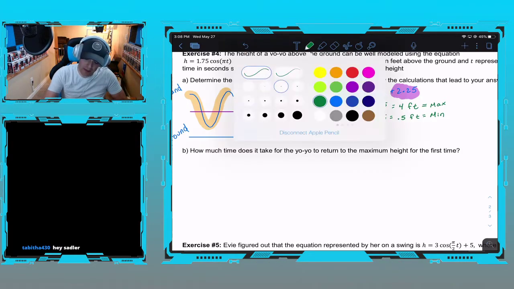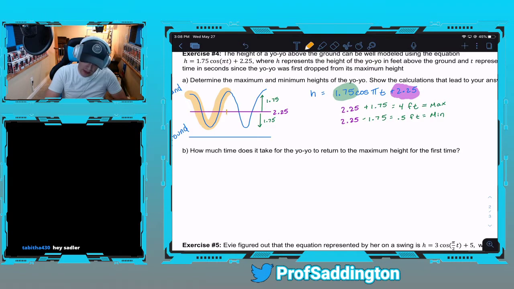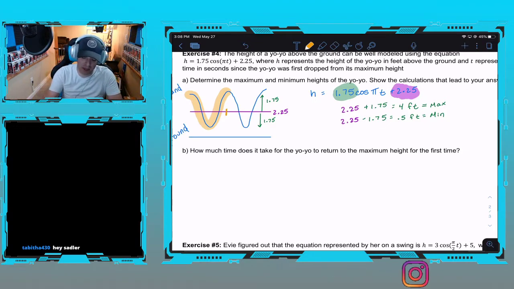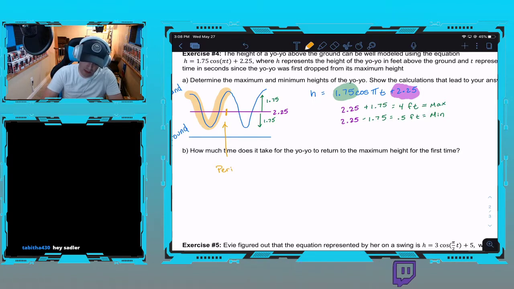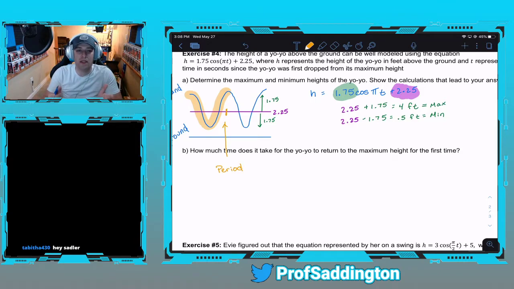So we only care about that little portion that I highlighted. Well, the time is represented by this number right here. So it's where it ends. And you guys may recall the word that we use for the ending time is known as the period. All right, period. So all I'm asking is, how long does it take for one cycle?